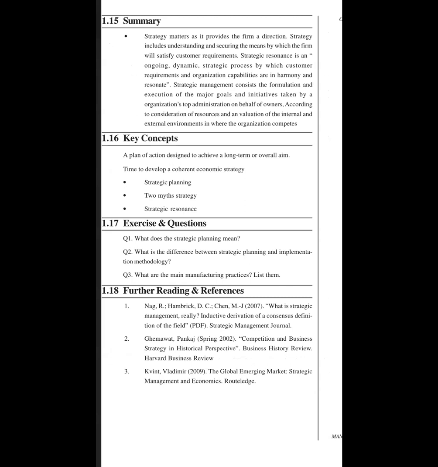Okay, strategic reasoning is an ongoing dynamic strategic process by which the customer requirements and the operational capability are in harmony and resonate. Strategic management consists of the formation and execution of major goals and initiatives taken by the operation's top administration on behalf of owners, according to the consideration of the resources and the valuation of the internal and external environment in which the organization competes.